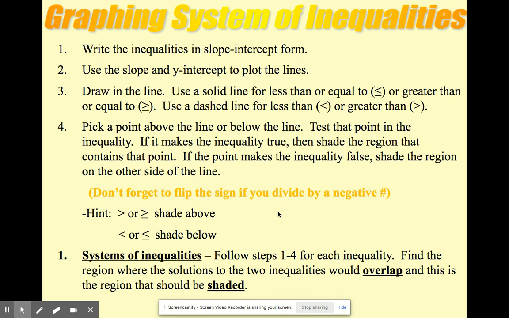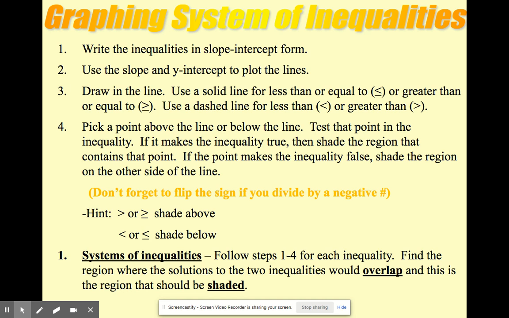Graphing systems of inequalities, we've talked a lot about this. Let's review everything and we'll practice. Write inequalities in slope-intercept form. Use the slope and the y-intercept to plot the lines. Graph the line: use a solid line for less than or equal to or greater than or equal to, and a dashed line for less than or greater than. Pick a point above the line or below the line and test the point in the inequality. If it makes the inequality true, shade the region that contains that point. If the point makes the inequality false, shade the region on the other side of the line.